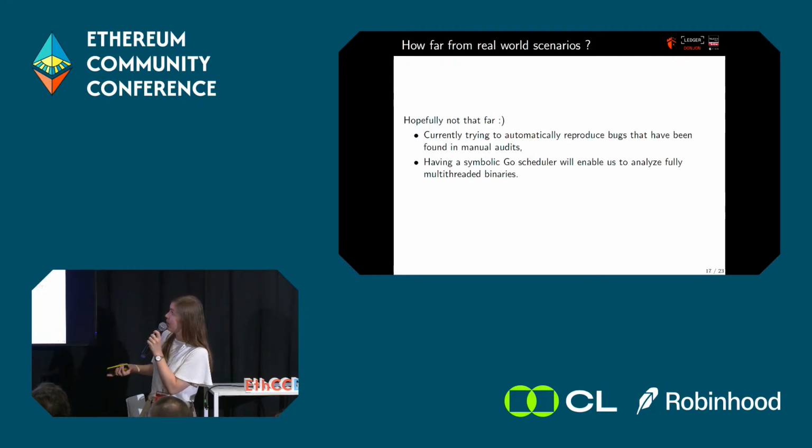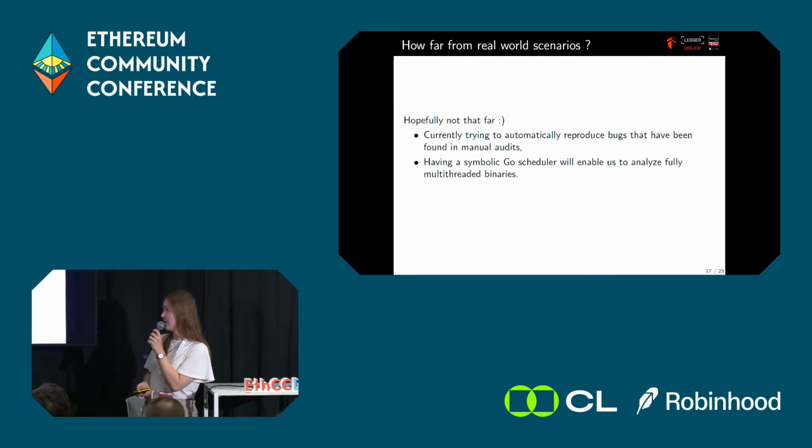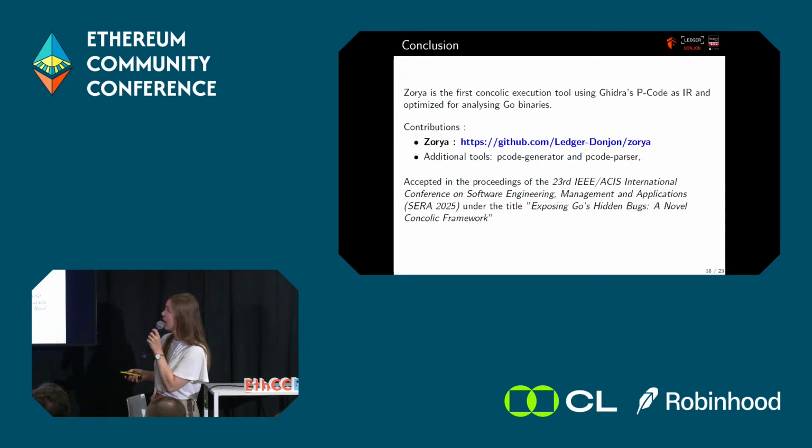And how far are we from real-world scenario? We are currently trying to automatically reproduce bugs that have been found in manual audits. Hopefully we will share some results soon. And of course this symbolic Go scheduler that we are thinking about that for several months, and hopefully also we will suggest something in the next months.